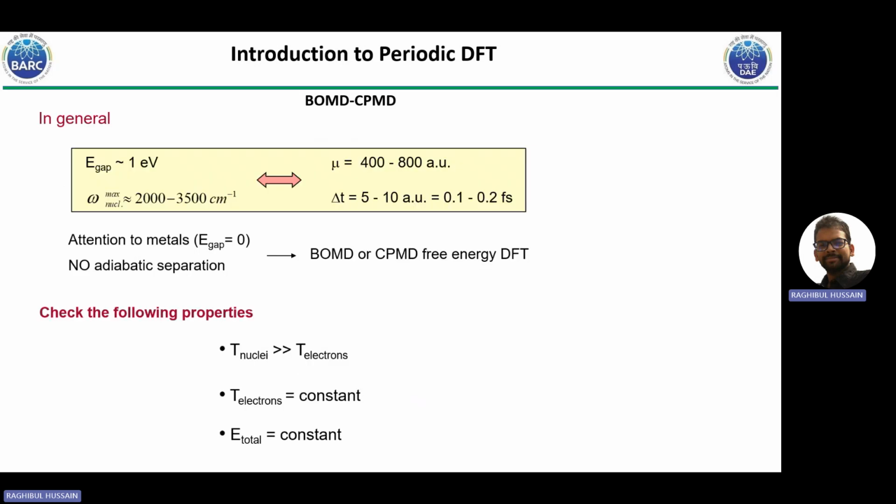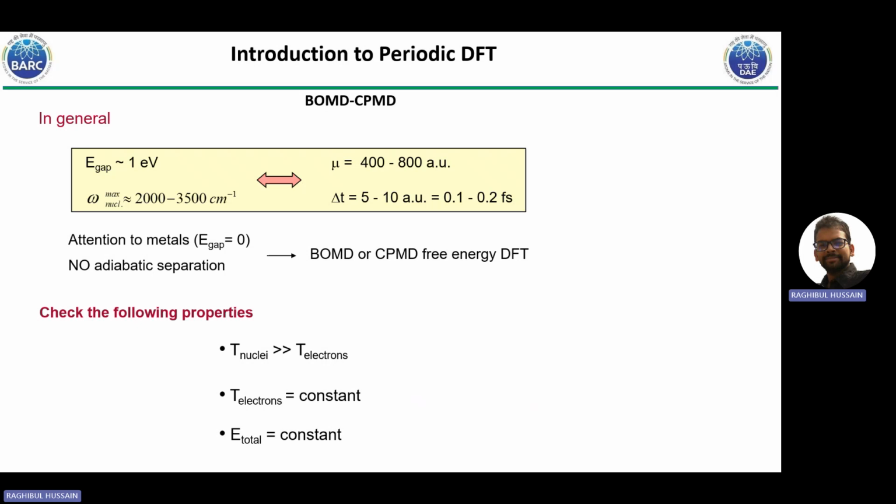Now basically some values people have reported. If your energy gap, the W that I was talking about, which is related to the frequency, is around 1 electron volt, then your W max will be around this centimeter inverse. And at that time people did the study and came up with the value around 400 to 800 atomic units, and your delta T is actually around 0.1 to 0.2 femtosecond.